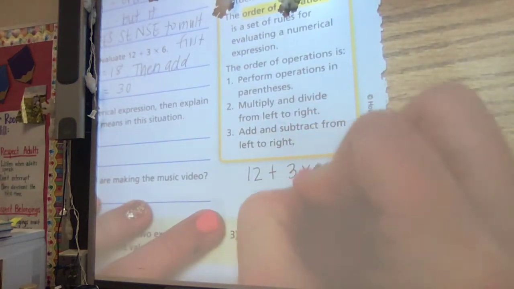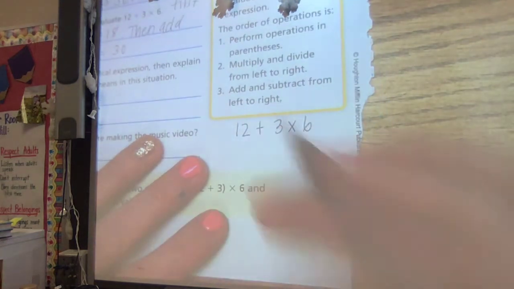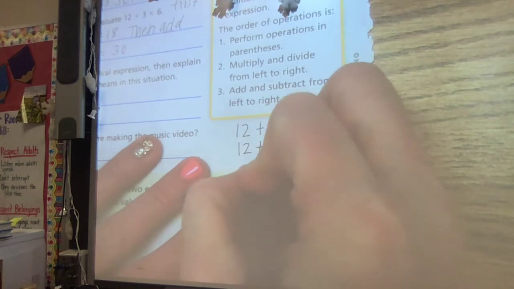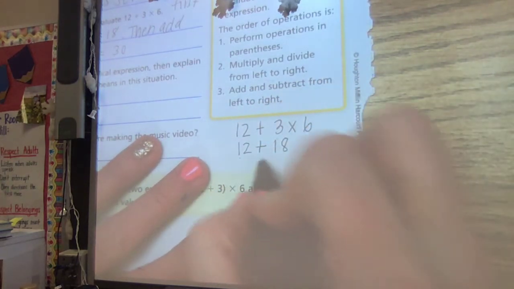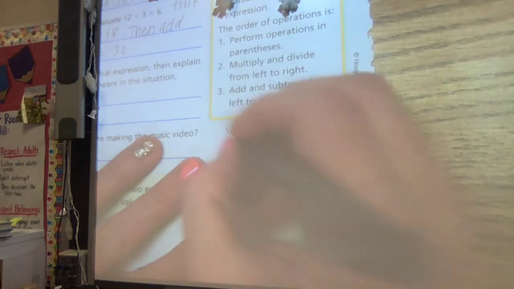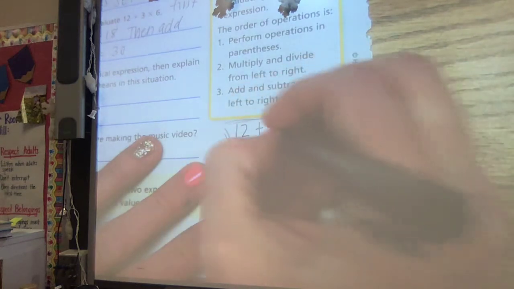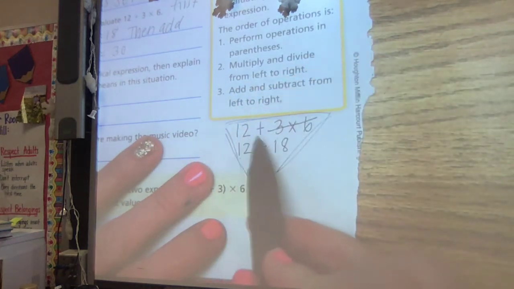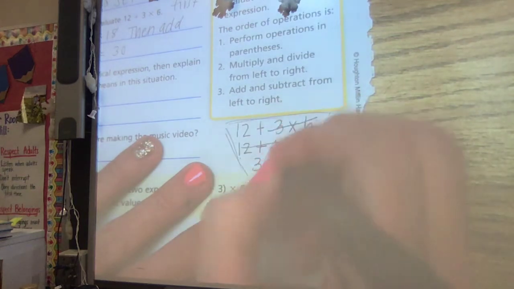So we have 12 plus 3 times 6. First, we multiply. So I rewrite 12 plus 3 times 6 is 18. Then 12 plus 18 is 30. See how we kind of make a triangle and it gets smaller as we go? And I mark out what I solved. 12 plus 3 times 6. Okay, 3 times 6 is 18. 12 plus 18 is 30.